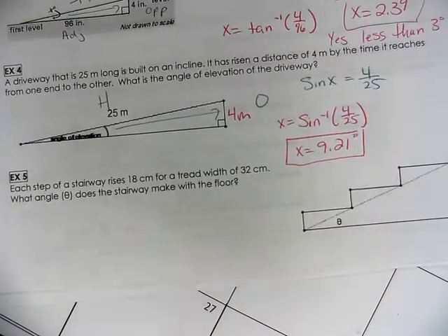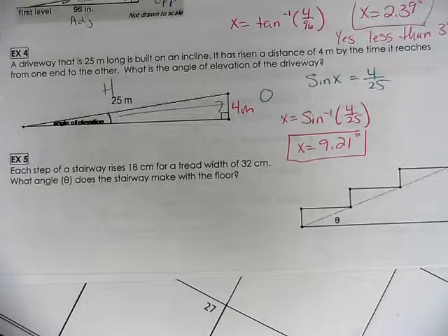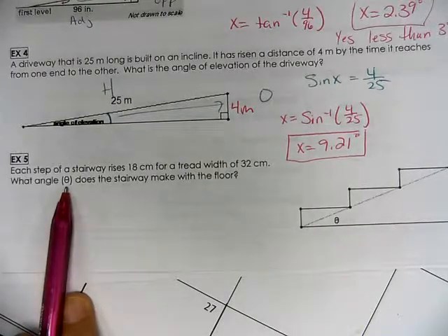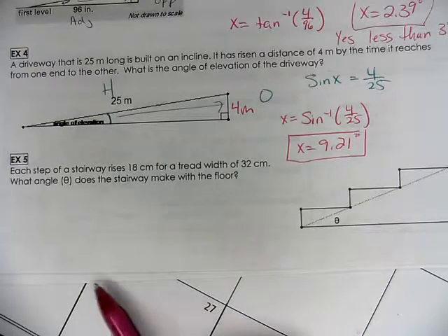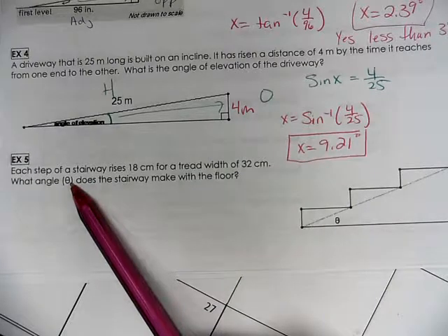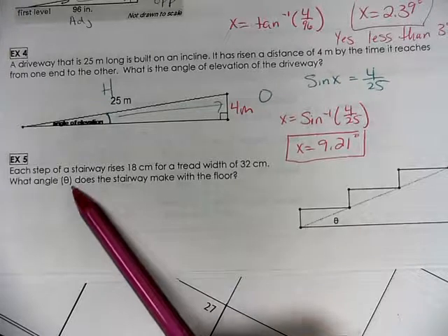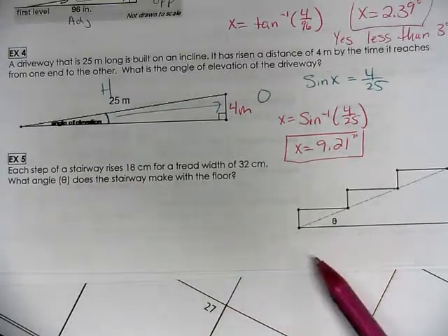Okay. Last one. Each step of a stairway rises 18 centimeters for a tread width of 32 centimeters. Which angle, this is the Greek letter theta. It's actually used a lot when you get on to algebra 2 and pre-calc. Basically, instead of using x for an angle measure, they use this symbol. We don't use it very much in this class, but you'll see it a lot next year. What angle does the stairway make with the floor?